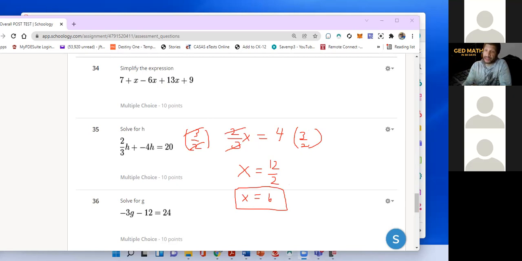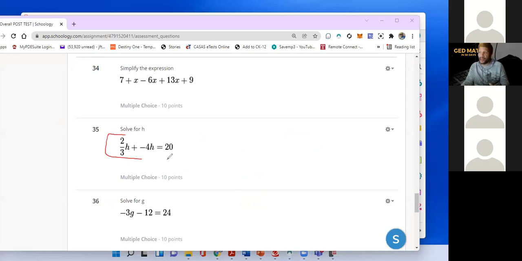Okay, well, Mr. Tinsley, hold on. You showed us one problem where we combine like terms. Then you showed us a problem where we had to multiply by the reciprocal. Mr. Tinsley, why are you doing all this? It's because this problem here is a combination of both of those things. First of all, you have a variable h, and you have 2 terms. One has 2/3 h, one has -4, right?